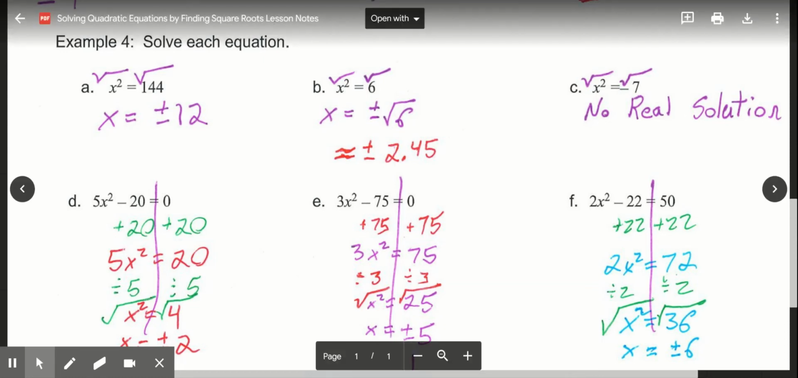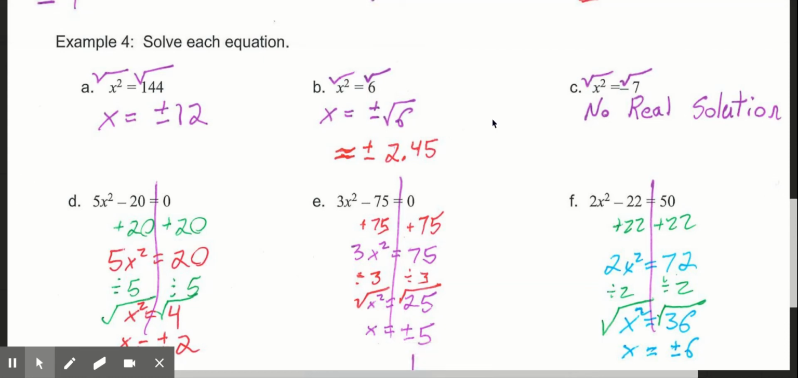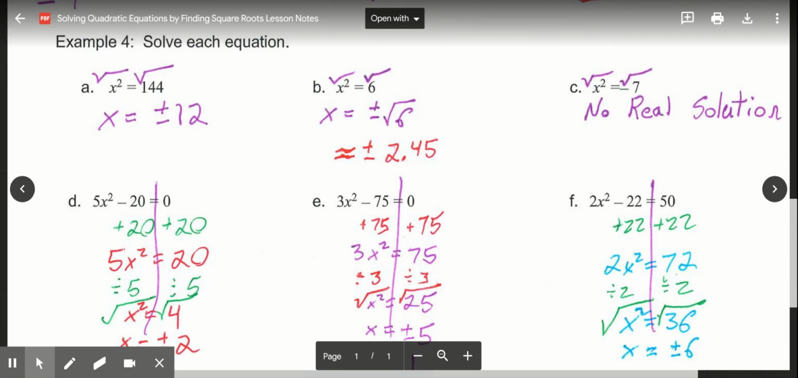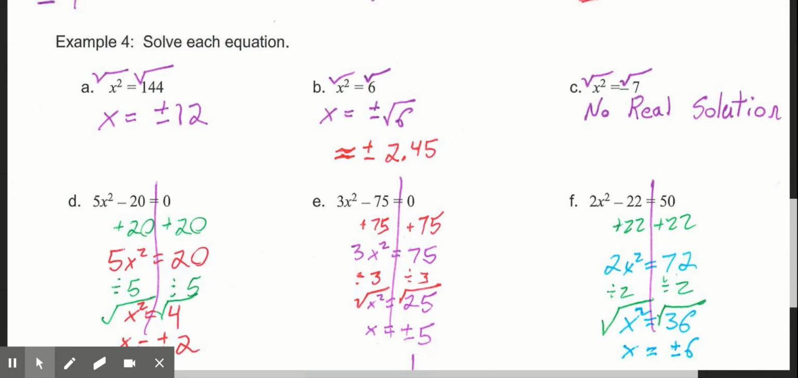In part B, x squared equals 6. So we would square root both sides. So x would be the positive or negative of the square root of 6. Now, square root of 6 is not a perfect square, meaning we're going to get a decimal. So I'd put that into your calculator. Square root of 6 is approximately 2.45. So our answer is approximately positive or negative 2.45.